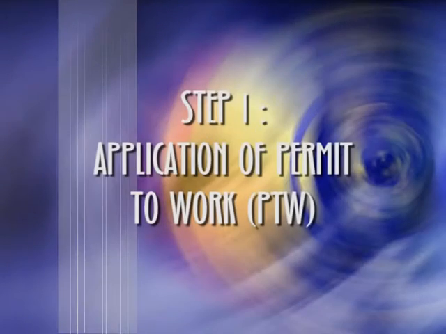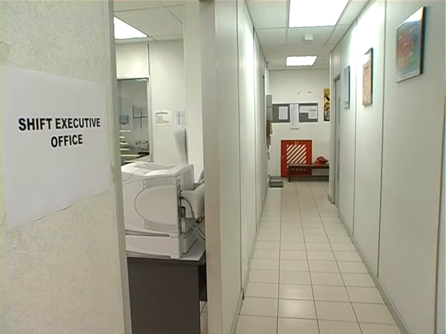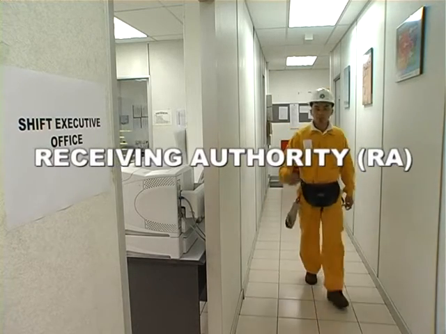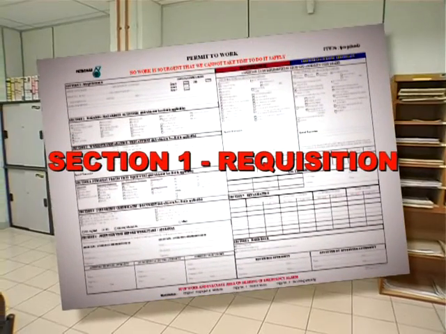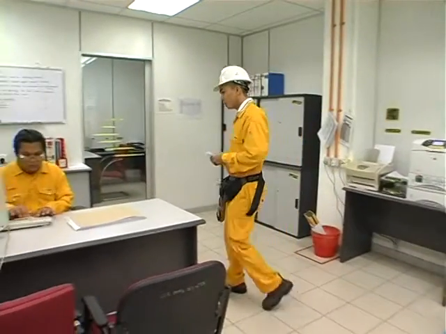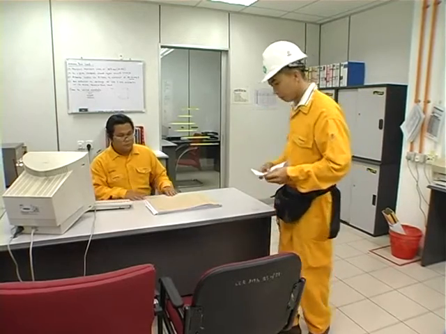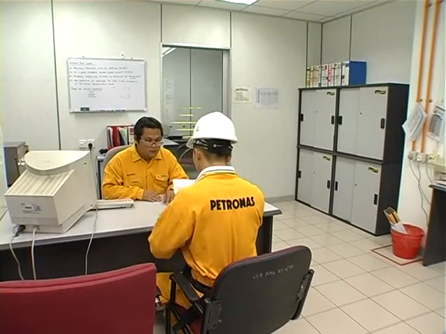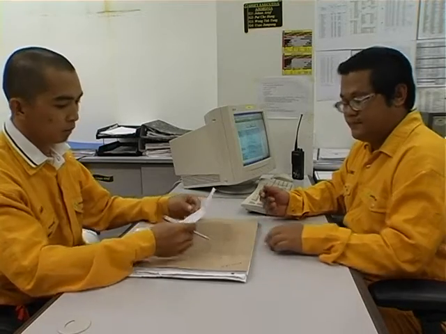Step 1. Application of permit to work, or known as the PTW. If any work is required to be carried out on any equipment, the receiving authority, also known as the RA, will fill in the PTW on Section 1, Requisition, to provide adequate details of work planned for the equipment. Subsequently, when the RA approaches the approving authority, also known as the AA, to obtain permit approval, a discussion will be held on the controls and precautions required before, during, and after the work.